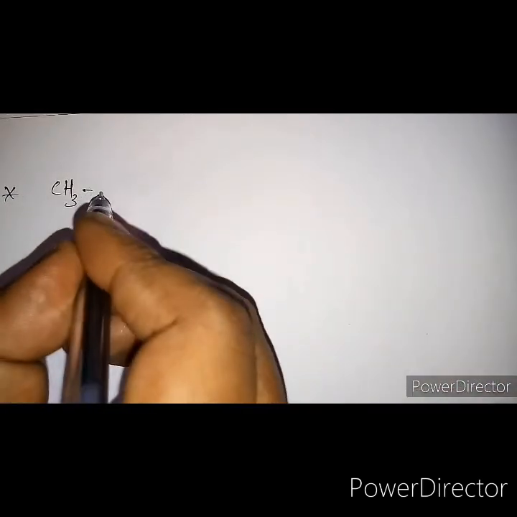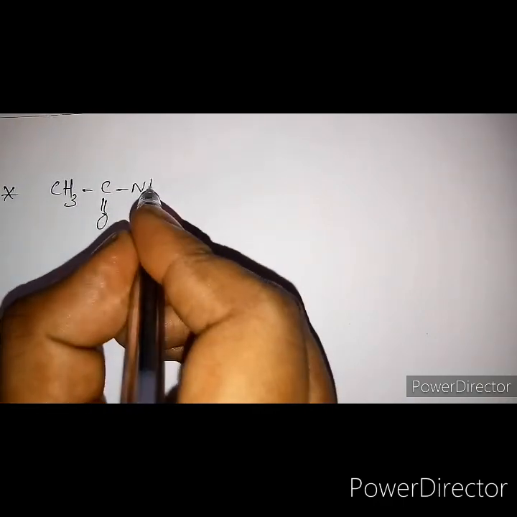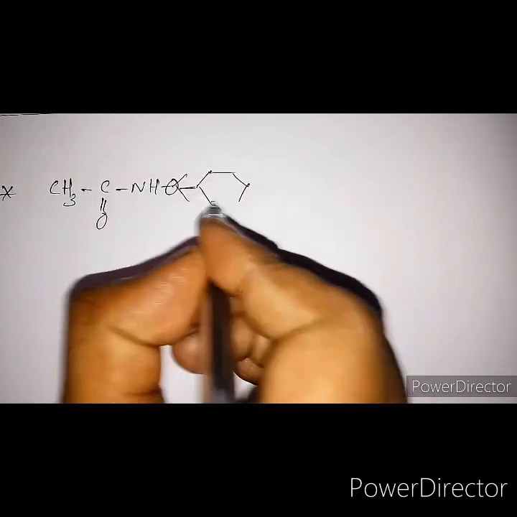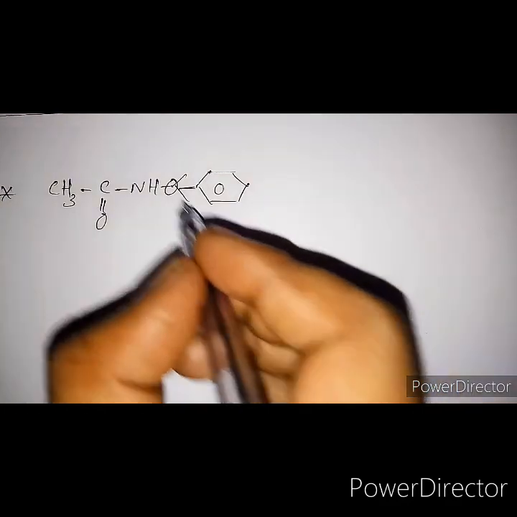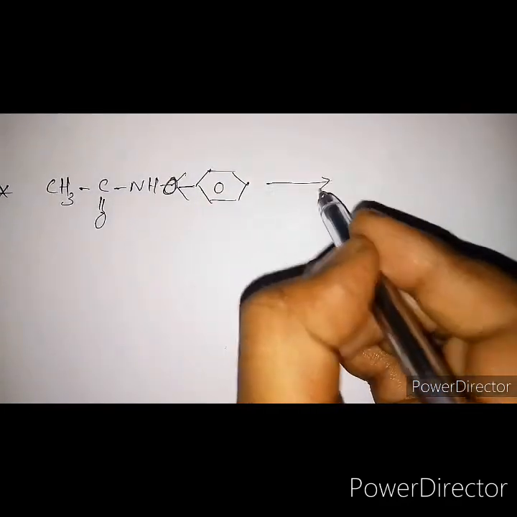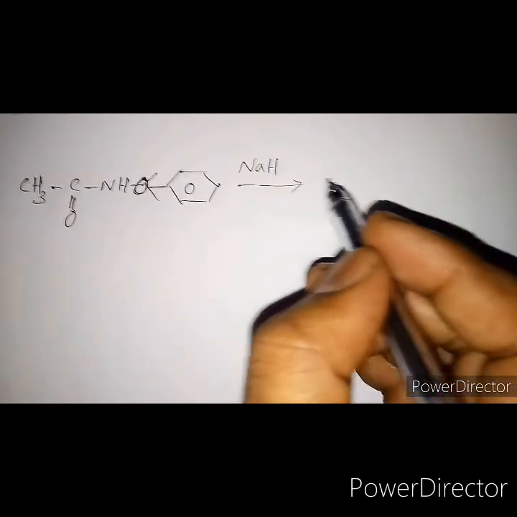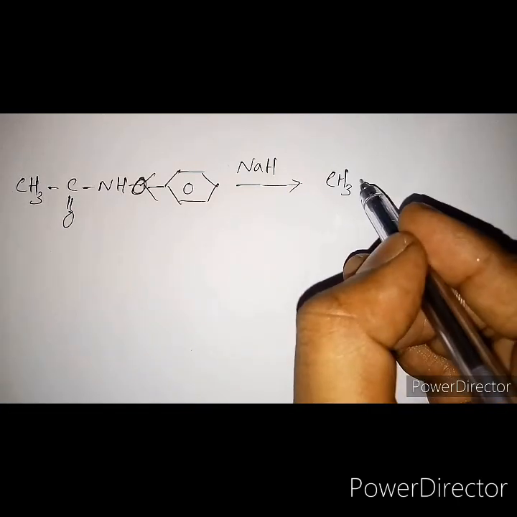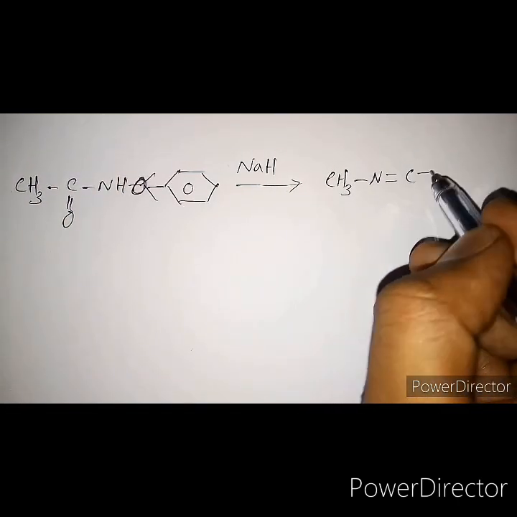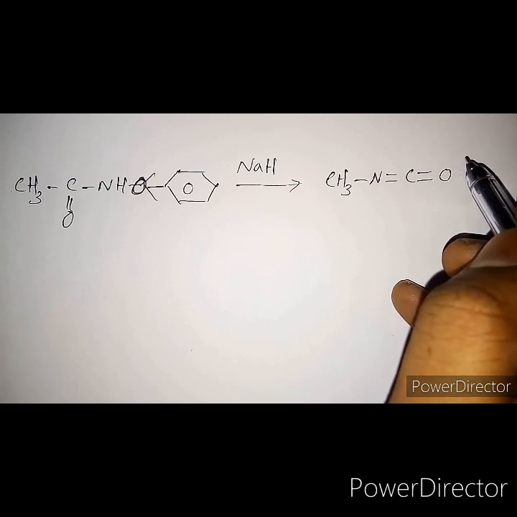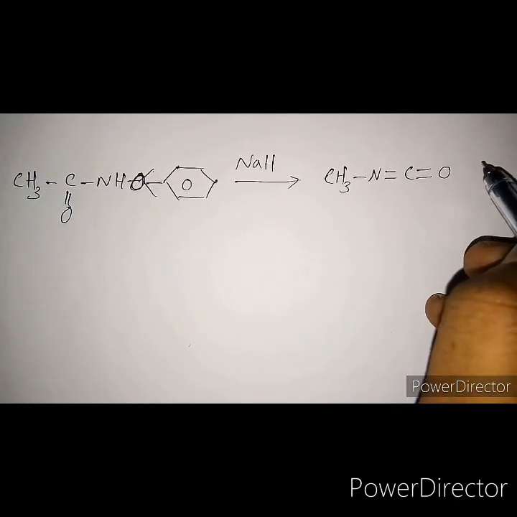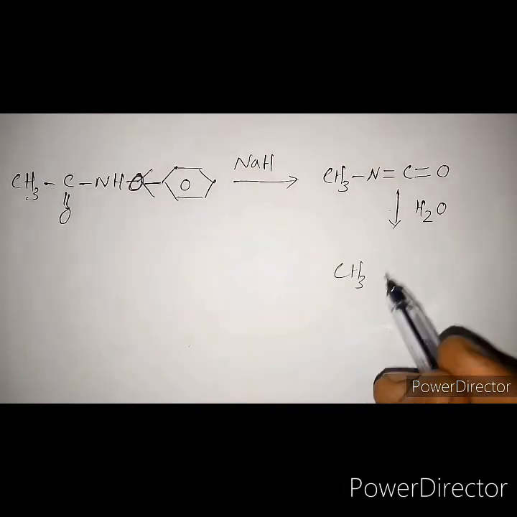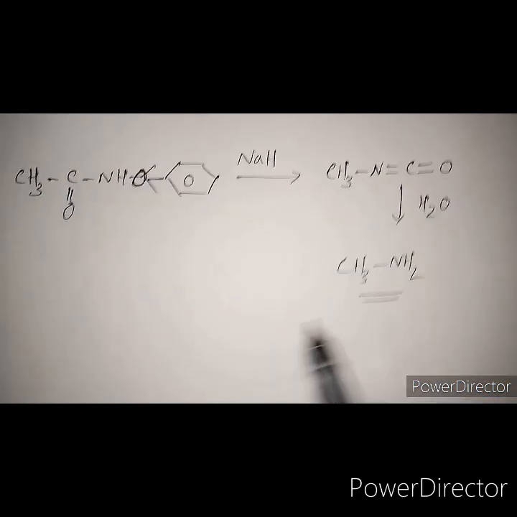Examples: methyl CO NH, a phenyl oxygen with a phenyl ring. Now we are using a base. Now it will be converted, so the methyl group migrates to nitrogen. We'll get methyl isocyanate, and this will undergo hydrolysis. So this is methyl isocyanate, and we get methylamine.